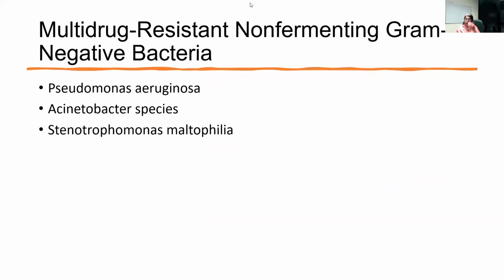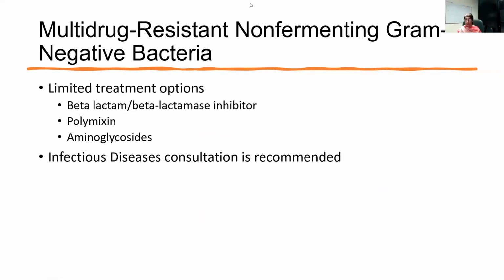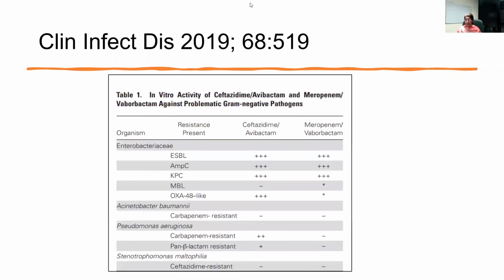So far we've talked about the lactose fermenters, the Enterobacteriaceae. Then there are the non-lactose fermenters, organisms like Pseudomonas aeruginosa, Acinetobacter, and Stenotrophomonas maltophilia. Again, limited therapeutic options are available. There are various beta-lactam beta-lactamase inhibitor combinations, which we already discussed. Then polymyxins and aminoglycosides, and infectious disease consultation is always recommended when we encounter such infections.